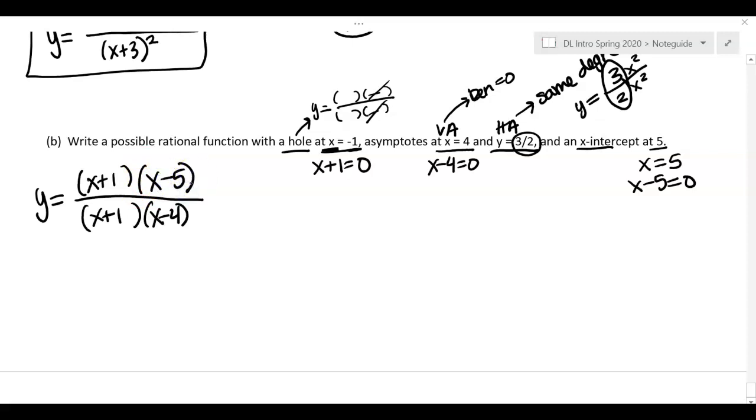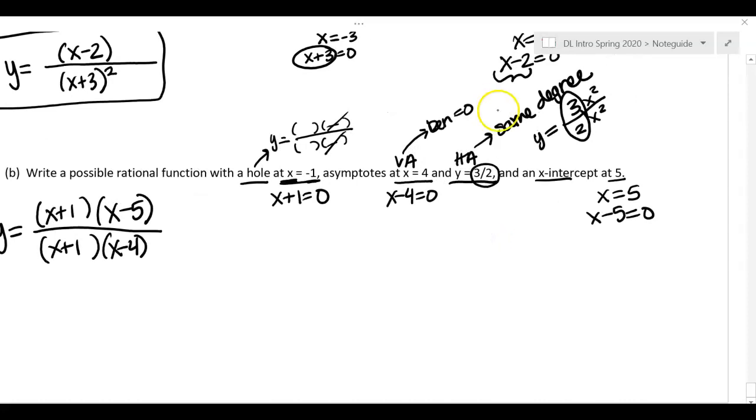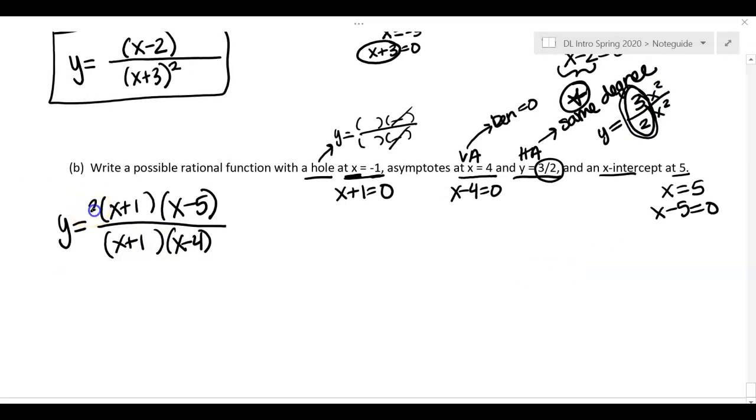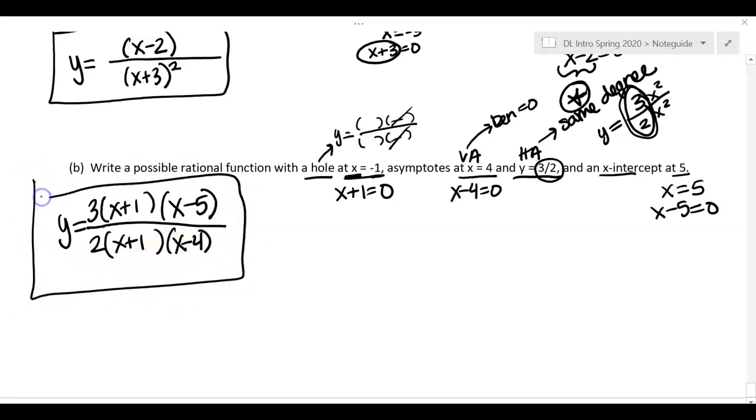All right, so now I put all the numerical info in there. I'm going to come back to this horizontal. First, do I have the same degree? And the answer to that is yes. If I multiplied out my numerator, I'd have an x squared, and I'd have the same in my denominator. But I need these lead coefficients of 3 and 2. So honestly, I'm just going to multiply everything here by 3 and here by 2. And that would give me 3x squared in the numerator and 2x squared in the denominator. So that is one possible way to write this.